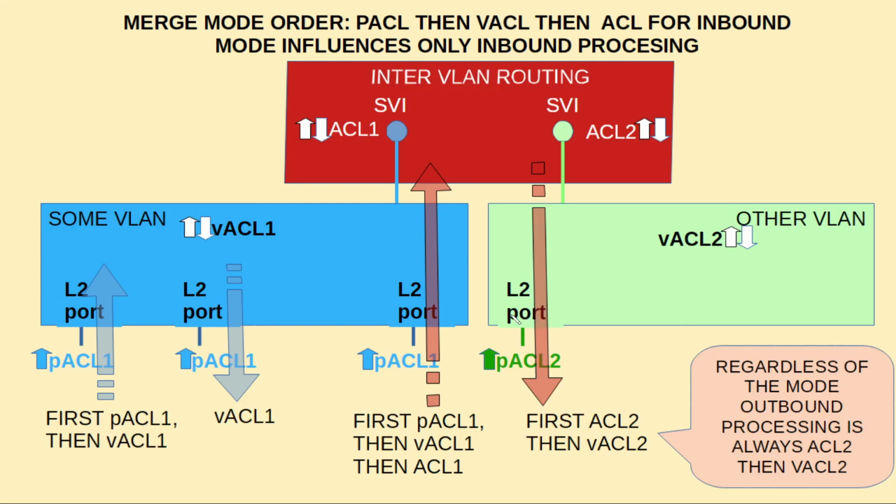Now we are going to analyze the case where traffic enters through one VLAN and exits through a different VLAN. Notice that in this case, the traffic has to go through SVIs. Remember that we are still analyzing merge mode. In this case, we are going to first analyze this port access control list in the inbound direction. Then we are going to analyze this VLAN access control list for the blue VLAN in the inbound direction.